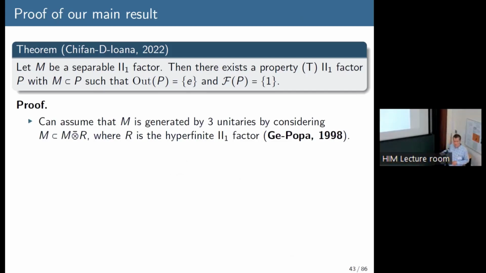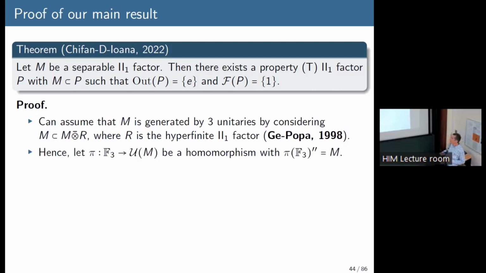Now, let me say a few words about the proof. First of all, we can look at M inside M tensor R, the hyperfinite II_1 factor. Why do we do this? Well, M tensor R can easily be seen to be generated by 3 unitaries. So we can assume that M is generated by 3 unitaries, by an observation in the work of Ge and Popa. Hence, let's define a homomorphism of the free group with 3 elements that goes onto the unitaries of M, and we want this homomorphism to generate the von Neumann algebra M.